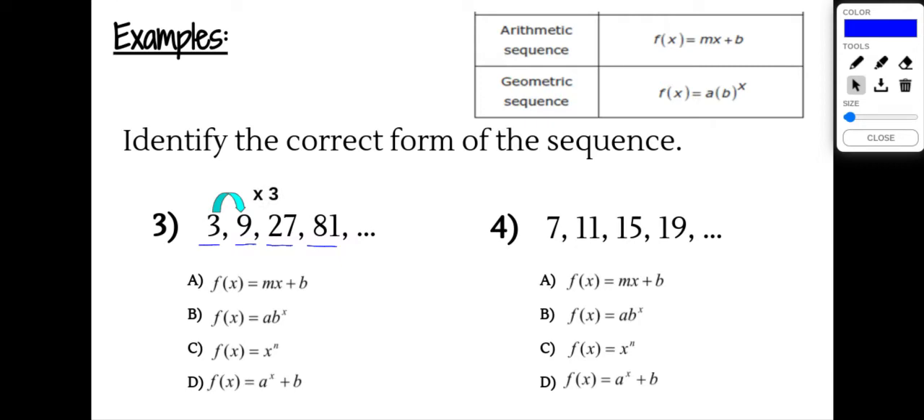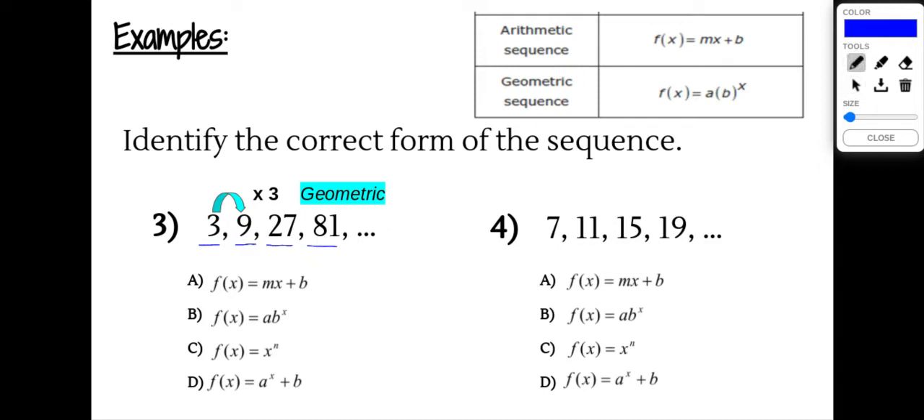What does that mean? What type of sequence is it, arithmetic or geometric? Well, because it's multiplying by 3, it's geometric. Now take a look at your answer choices. Of those answer choices, which is the only one that's a geometric sequence?